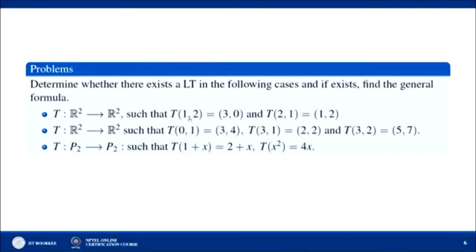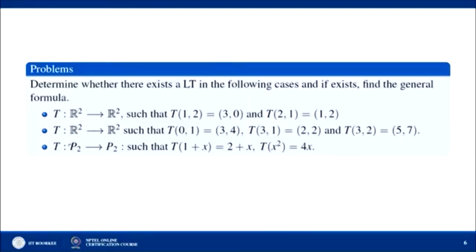In the first example we had two conditions only and the vectors were linearly independent. Here we have three vectors. So to check that such a linear transformation exists, you can write (3, 2) or (3, 1), any one vector, as a linear combination of the remaining two, and see whether the images are also the same or not. If they are not, that means the linear transformation does not exist. Now for the third example, you see it is defined from P2 to P2.